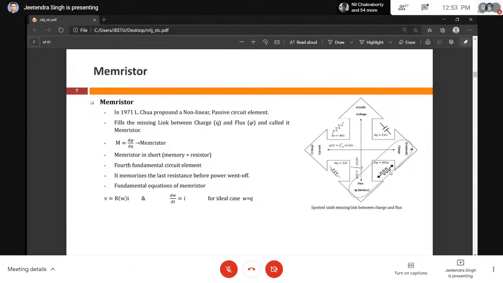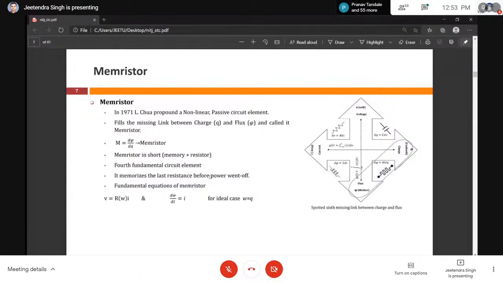In 1971, eminent professor Dr. Leon Chua noticed this missing link, and he propounded a new nonlinear circuit element and named it the memristor. So the memristor is a device which has memory as well as resistance. It is basically a resistor which can retain memory. It is devised as the fourth fundamental component apart from the inductor, capacitor, and resistor, which is not realized by any other elements.